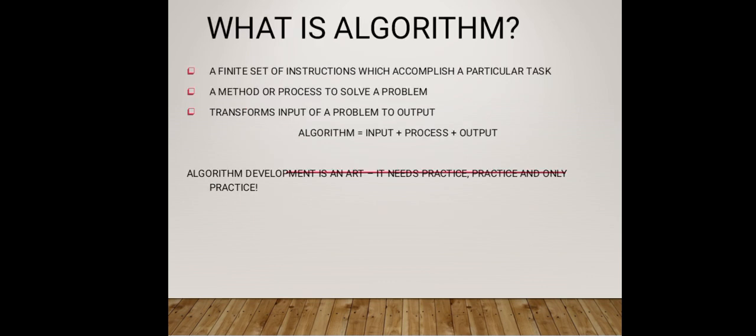Now, what do we mean when we ask what an algorithm is? An algorithm is a finite set of instructions which accomplish a particular task, or a method or a process to solve a problem. So we use algorithms to solve problems. What does that mean? It usually transforms the input of a problem to the output, where we have this formula: algorithm equals input plus process plus output.